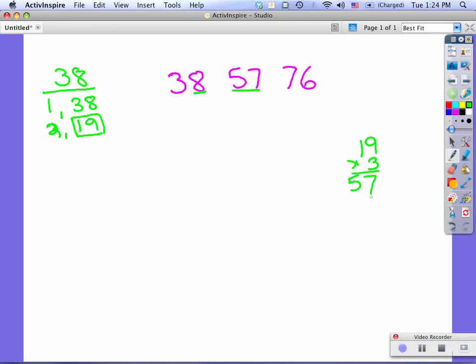Let's just go ahead and start our little upside down tree here. Because we know that goes in twice. That goes in 3 times. We haven't tried 4 yet, have we? 76. Can those be reduced any further? No. So my GCF of 38, 57, and 76 is 19.